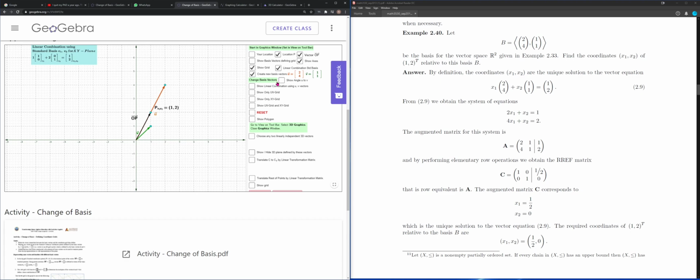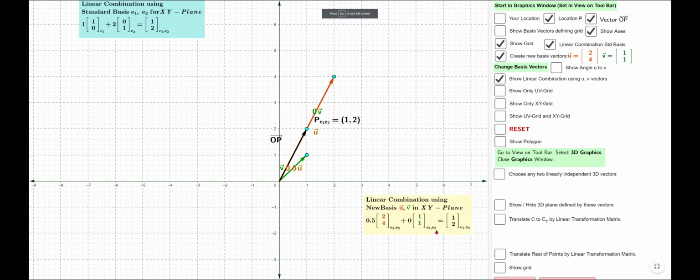And the software actually calculates it for you. You have your basis vectors (2, 4) and (1, 1), and it finds the coordinates for you. The coordinates are the 0.5 or the half, and so x1 is 0.5 and x2 is equal to 0.